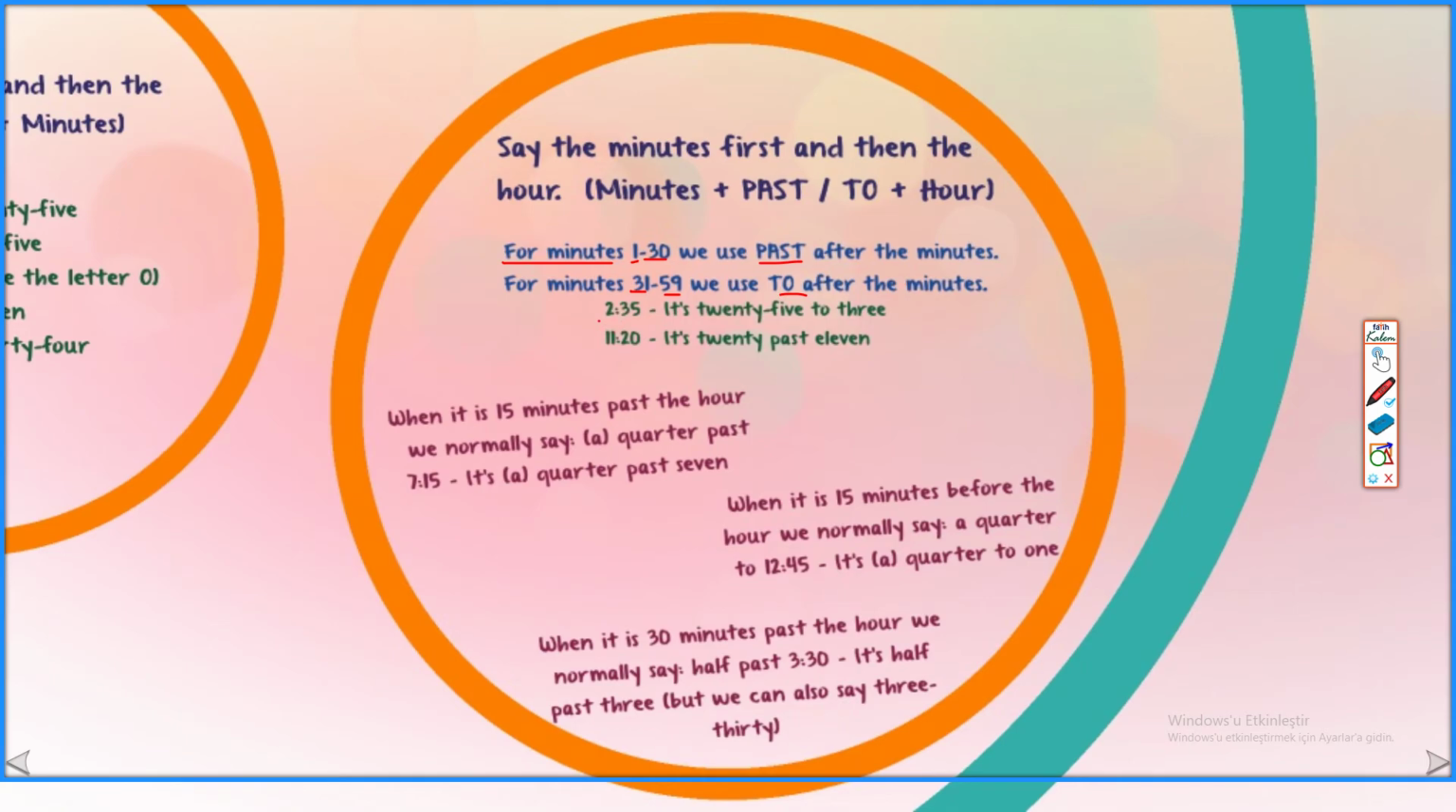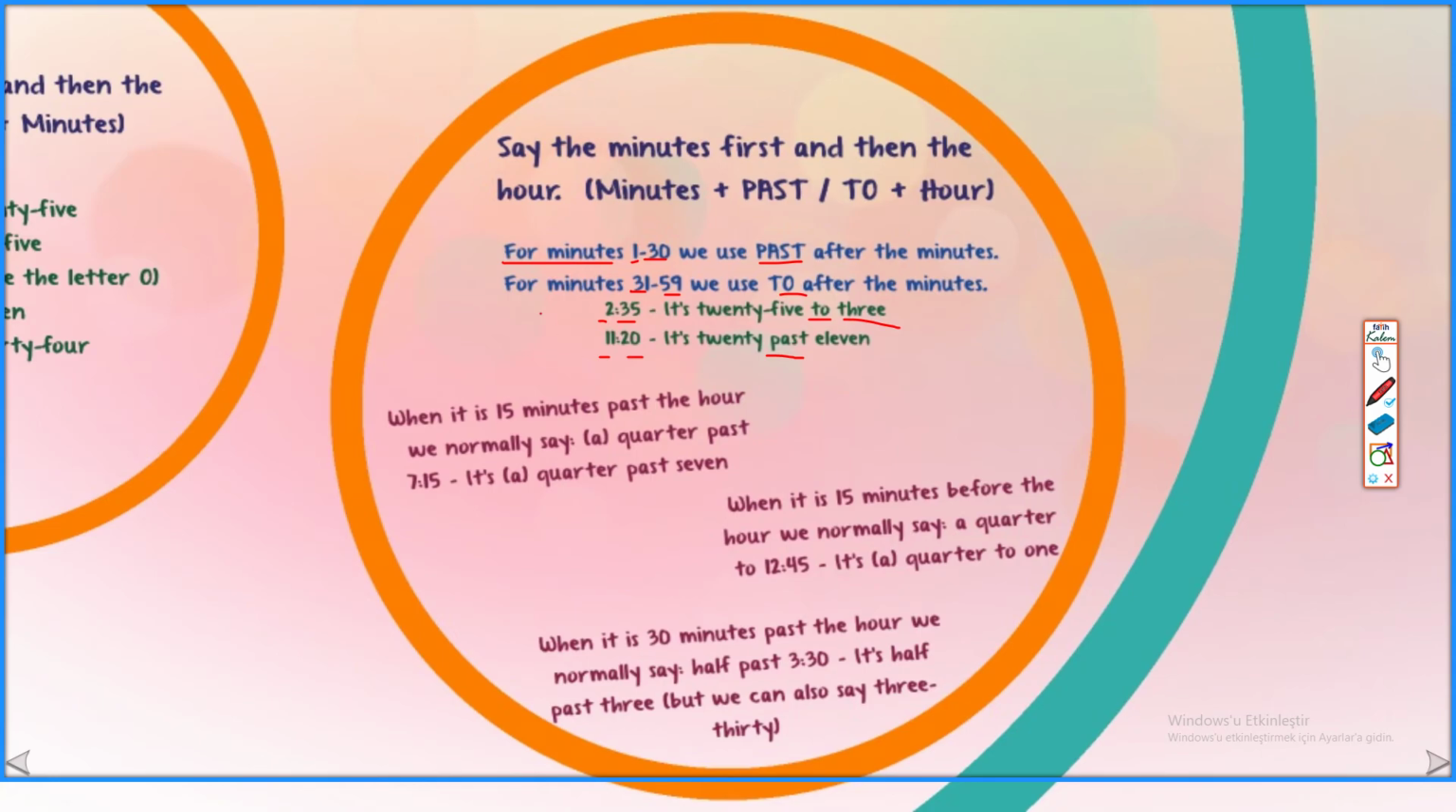For example, 2:35, it is 25 to 3. I use 3 because 2 means the next hour, and after 2 we have 3. 11:20, it is 20 past 11, because 20 is between 1 and 30.